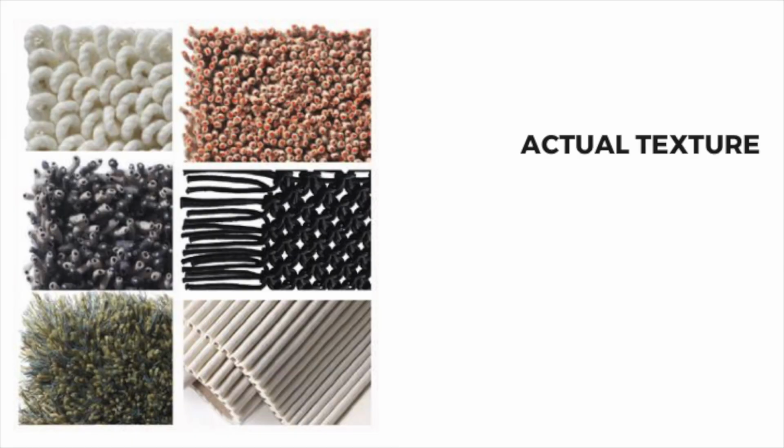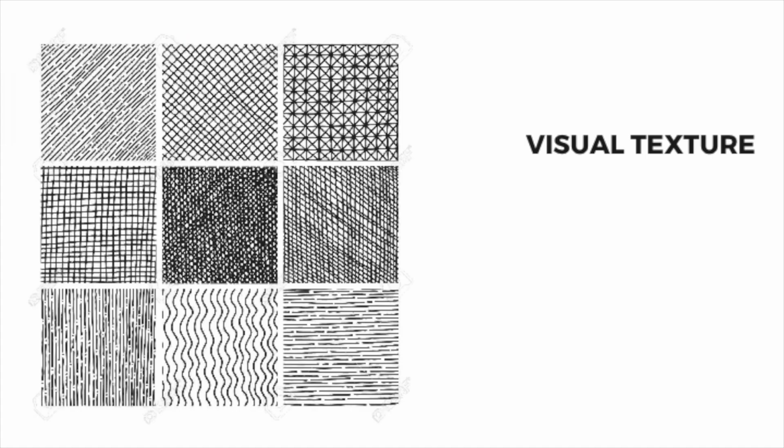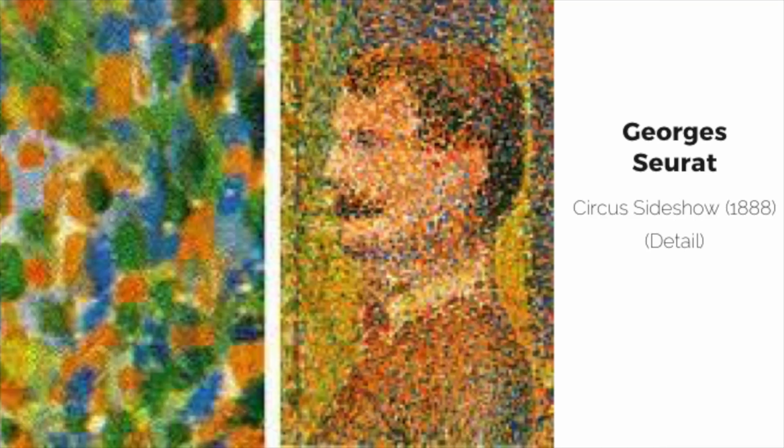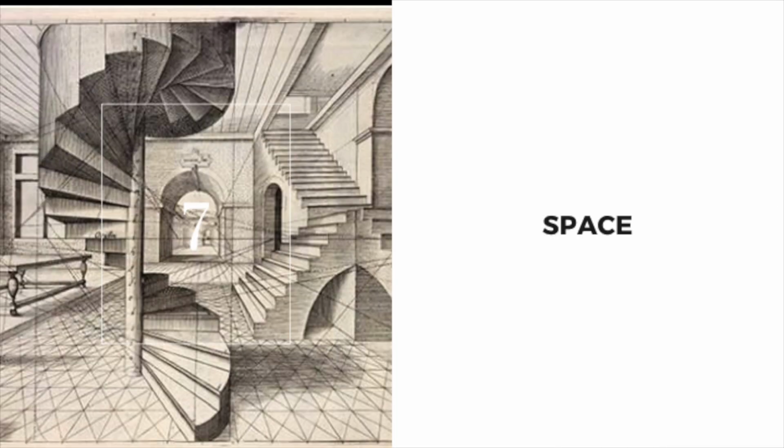Our next element is texture, and there's 2 main types of texture. We have actual texture and implied texture. So actual texture you can physically touch in your artwork, and visual texture being texture the artist creates.